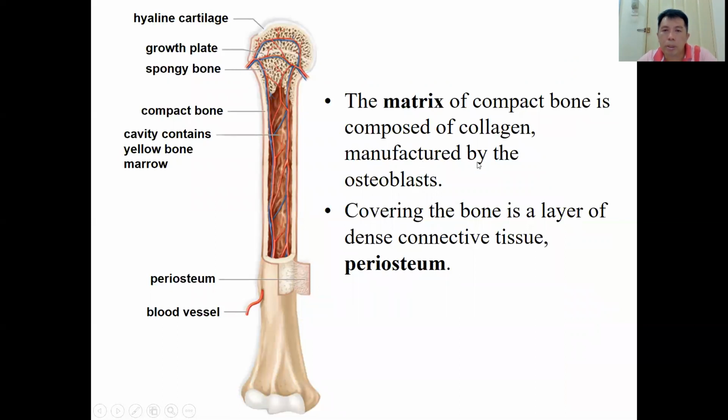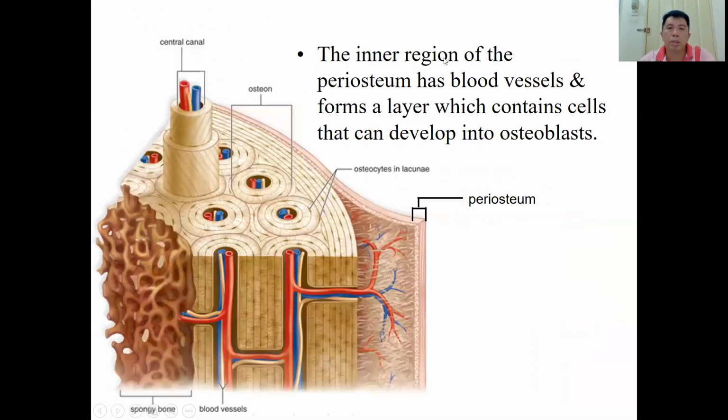The matrix of the compact bone is composed of collagen manufactured by the osteoblasts. Covering the bone is a layer of dense connective tissue, the periosteum, which covers the bone on the outside. The inner region of the periosteum has blood vessels, and then a layer which contains cells that can develop into osteoblasts. So this is the periosteum, and here they have cells. These cells can be used to form osteoblasts, and later they will form the osteocytes.